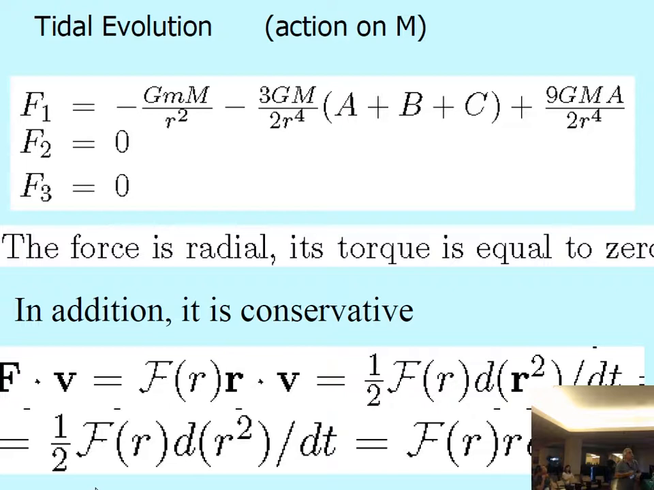So, I will get the force as written here. Important. Look, the system is symmetrical. There is a symmetry axis. The Earth, Moon, and the body is here. There is a symmetry axis. The torque due to this force is equal to zero.